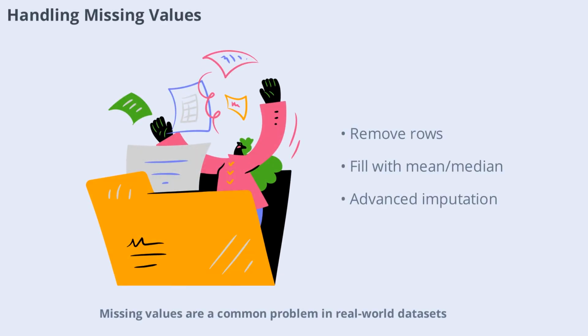Missing values are a common problem in real-world datasets. They can occur for many reasons, such as errors during data collection or entry. There are several strategies to handle missing data, including removing rows with missing values, filling them with the mean or median, or using more advanced imputation techniques. The choice depends on the nature of the data and the amount of missing information. Addressing missing values ensures that our analysis remains robust and reliable.